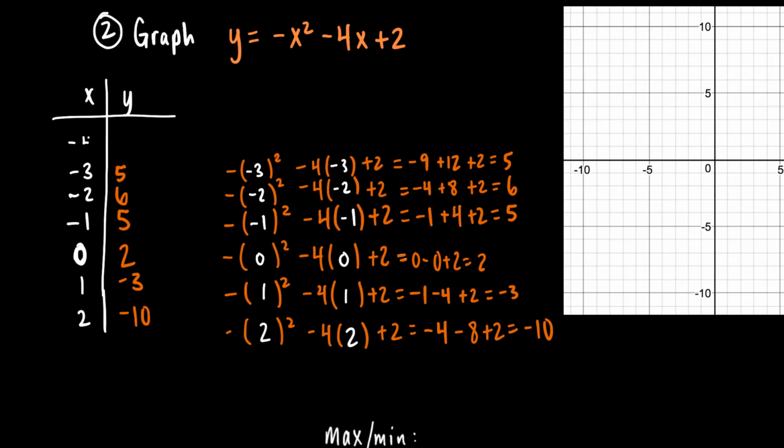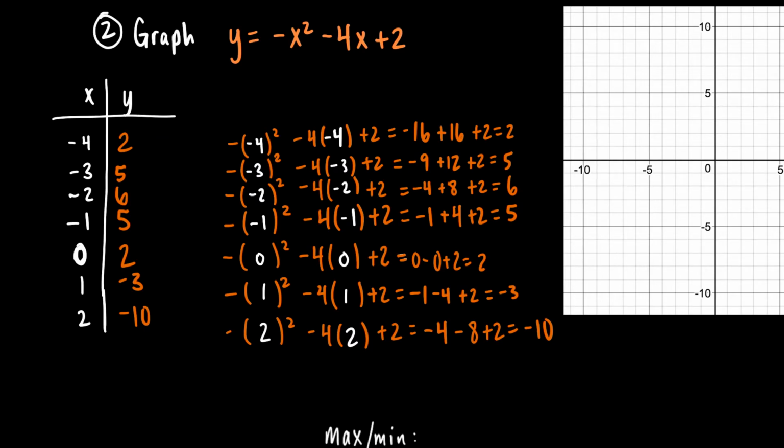Let's do one more. So we'll do negative 4. So we'll do negative 4 squared minus 4 times negative 4 plus 2. And this is going to be negative 16 plus 16 plus 2. And that gives us 2. And so what you'll start to see here is the symmetry that we were talking about, right? 2, 5, 6, 5, 2, negative 3, negative 10. I bet if we went up to negative 5 and negative 6 for the x values, we would get negative 3 and negative 10 for those, respectively.